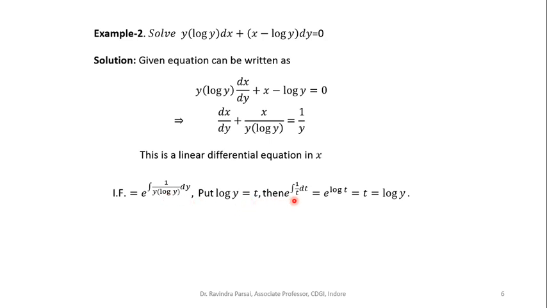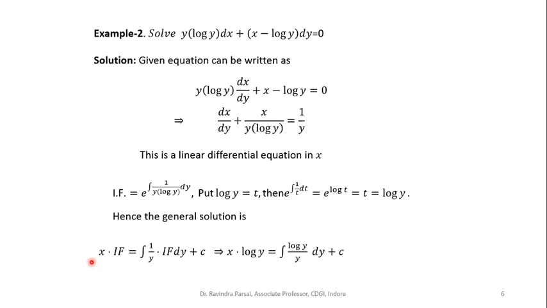So then integral of e raised to 1 by t dt, the integration of 1 by t will be log of t, that is by taking this log of base and the base of this is same, so the answer is t. t means log y. Hence the general solution of the given problem, where the dependent variable is x in which the equation is linear, is: multiply by integrating factor, then the integration of integrating factor into q of dy plus c. So tell me the answer: on the left side, x log y equals integral of this integrating factor log y upon y dy.